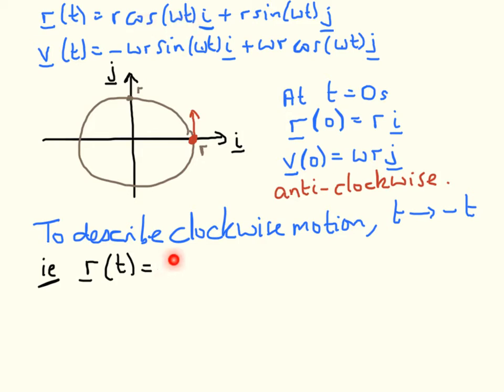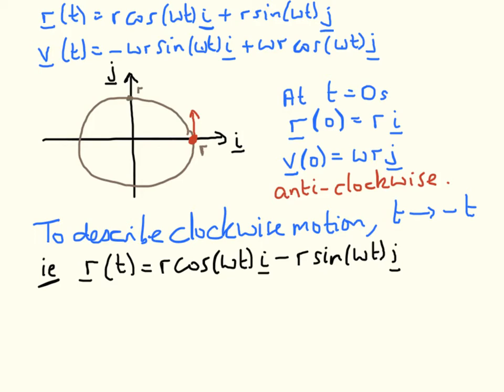So it is r cos omega t i, but the sine function is odd. The sine of minus omega t is minus sine omega t. So we have here minus r sine omega t j. So this starts at exactly the same place. When t is 0, that vanishes. It's starting on the x-axis, it's starting here.